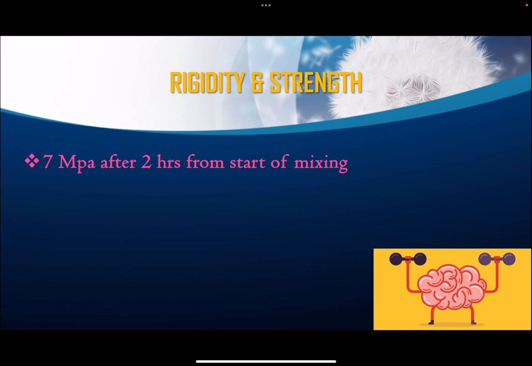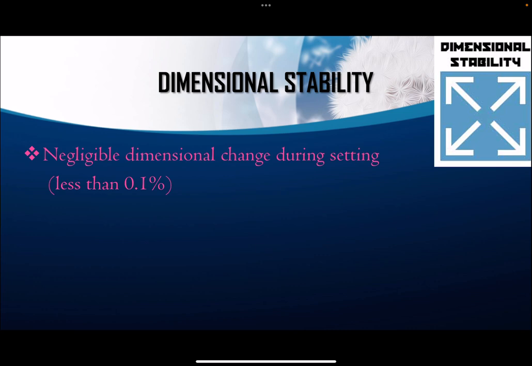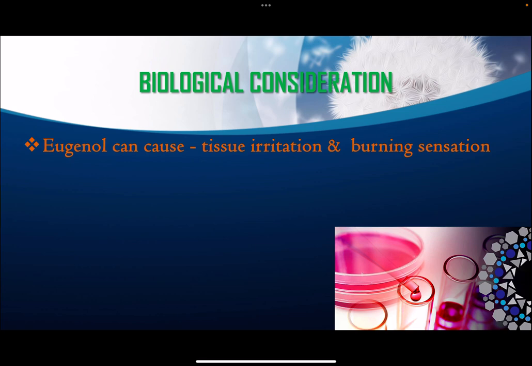The rigidity and strength. According to ADA specification number 16, at 2 hours from the start of mixing, there should be at least 7 megapascal strength. The dimensional stability. Negligible dimensional change can be seen during setting. Less than 0.1% change is seen. Biological considerations. Eugenol can cause tissue irritation and burning sensation.